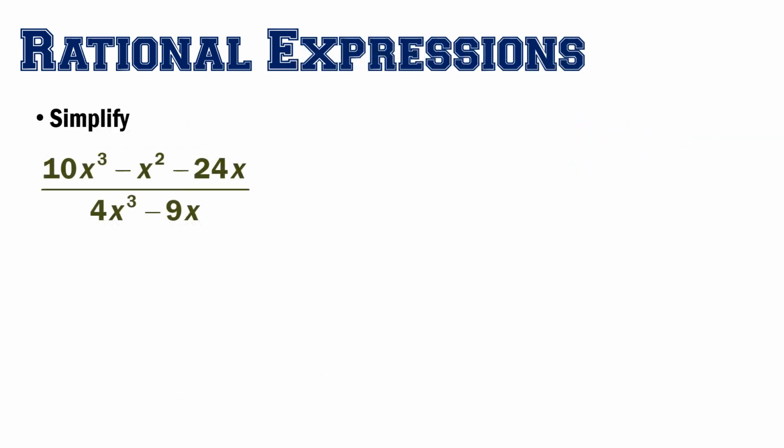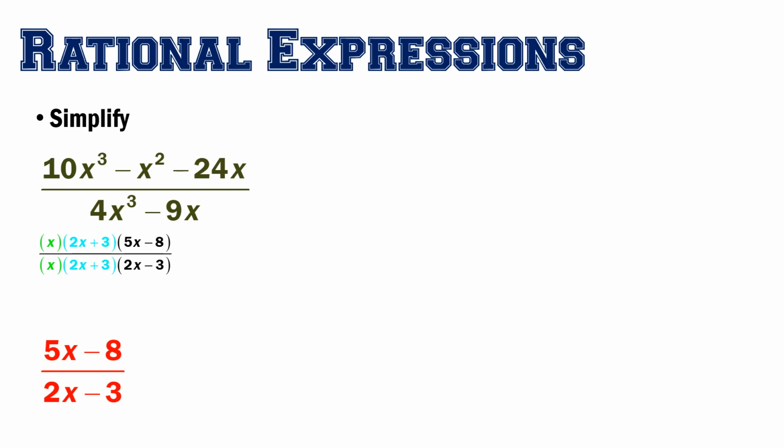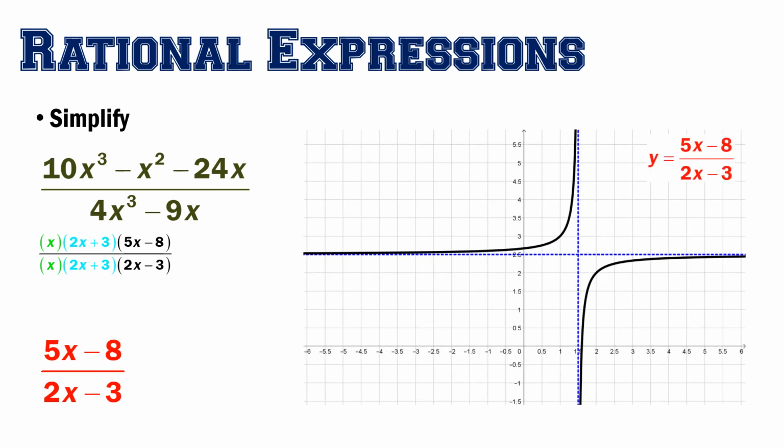And we've reached our last slide. And we'll recognize that a rational expression of a cubic divided by a cubic has had two sets of factors cancel out in both the numerator and denominator. They are x and 2x plus 3, leaving us a simplified expression of 5x minus 8 all over 2x minus 3. And for one last comparison, we'll look at that simplified expression's graph. We acknowledge that yes, it does share the same vertical asymptote as x equals 3/2, as well as the horizontal asymptote as y equals 5/2 of our original cubic over cubic.